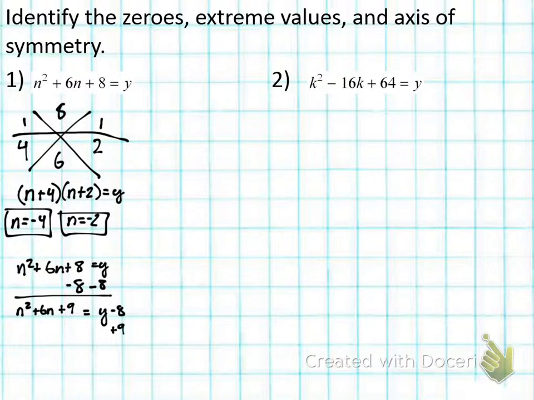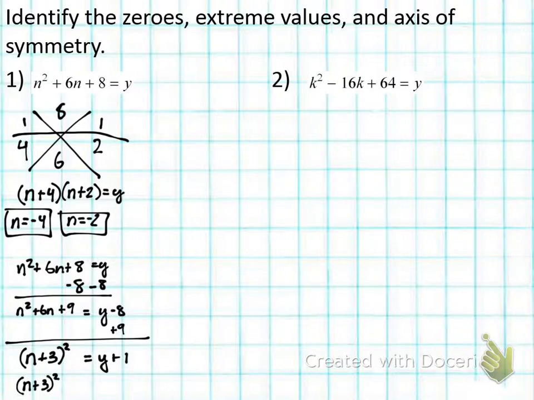When I do that, we get n plus 3 squared is equal to y plus 1, right? Because negative 8 plus 9 is 1. And then we're going to subtract 1 on both sides because I want y by itself. So it's going to be n plus 3 squared minus 1 is equal to y. Okay? This is an equivalent form.